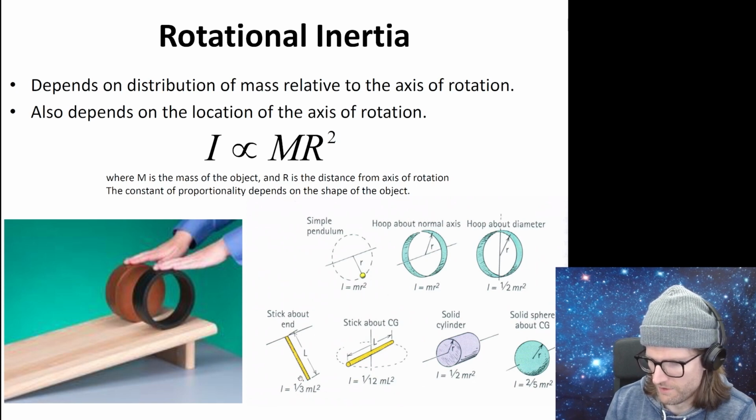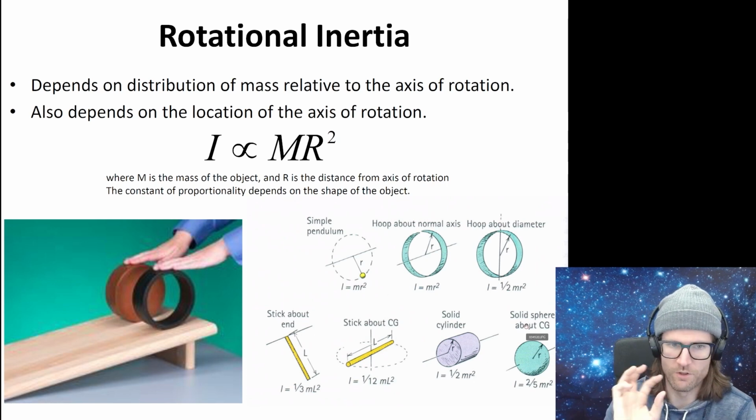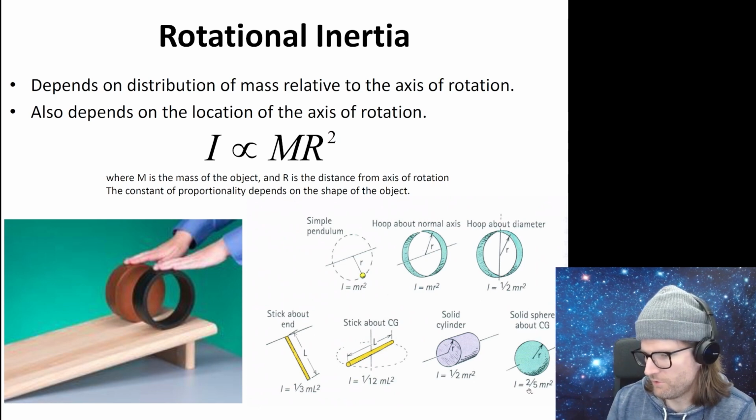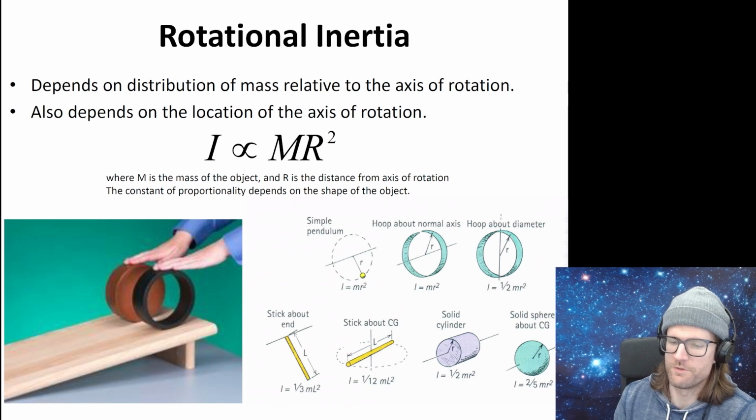So this stick is going around like this. Stick around the center, 1/12 ml squared. So this thing is going round and round. Solid cylinder, 1/2 mr squared. And a solid sphere rotating like the Earth or a billiard ball or something is 2/5 mr squared. So we've got all these different formulas for all these different shapes.